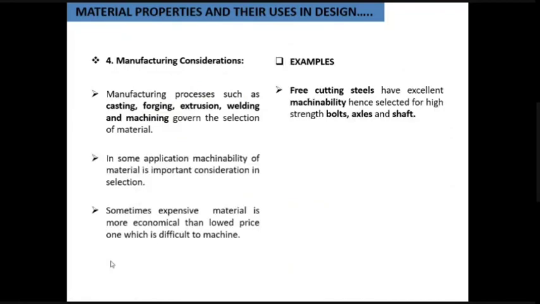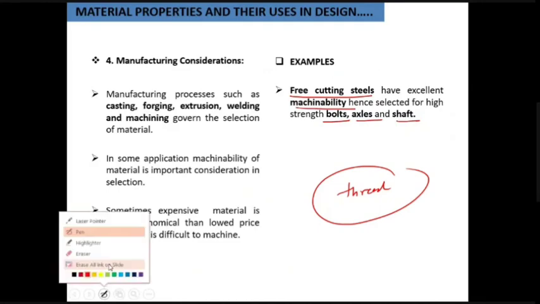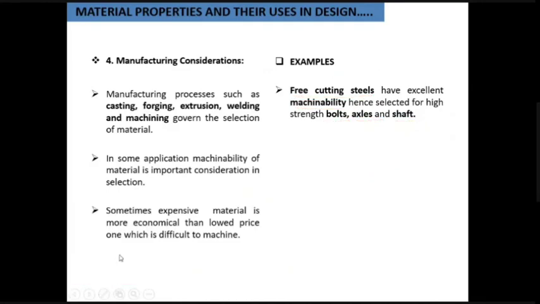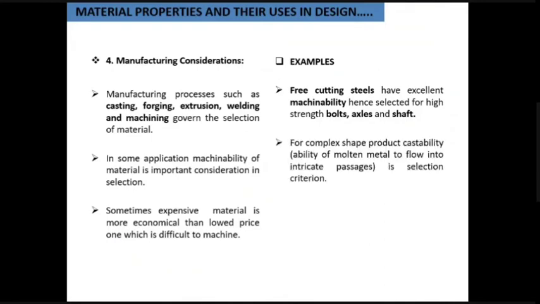Okay, let's take an example. Free cutting steel. Now, free cutting steels have excellent machinability, right? Machinability means they can be easily machined. See, we have to create thread profiles, na? So what will be the application for these? Bolts, axle, shaft. So you can also use a plain carbon steel for the bolts, axles and shafts also. But free cutting steels are more suitable, right? Try to understand this.